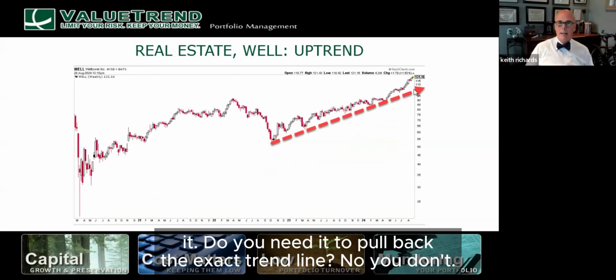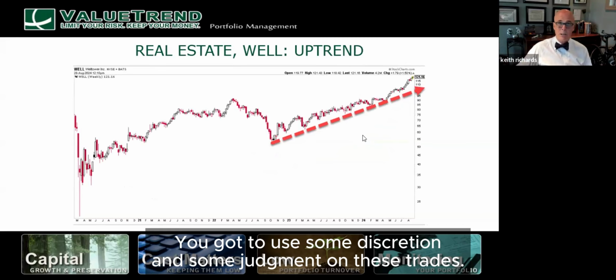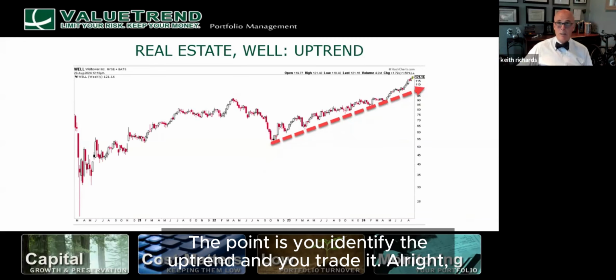Do you need it to pull back to the exact trend line? No, you don't. I mean, here it pulled back close enough. So here it pulled back close enough and you could buy it. You've got to use some discretion and some judgment on these trades. The point is you identify the uptrend and you trade it.